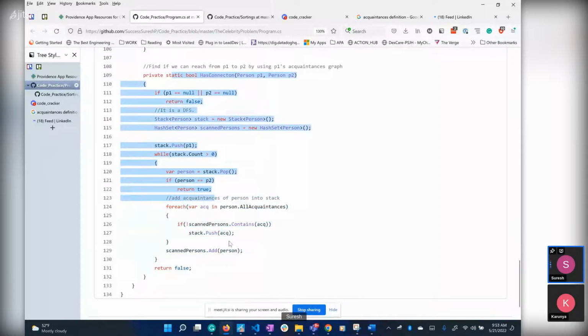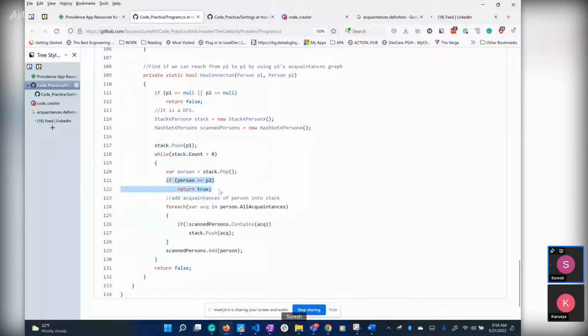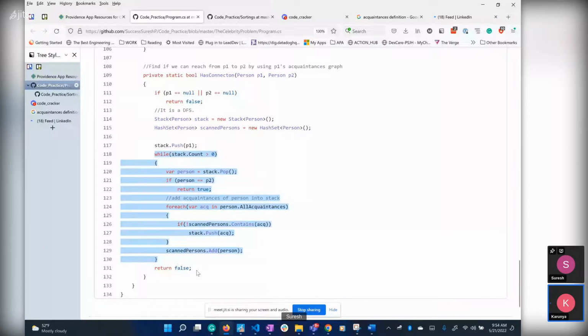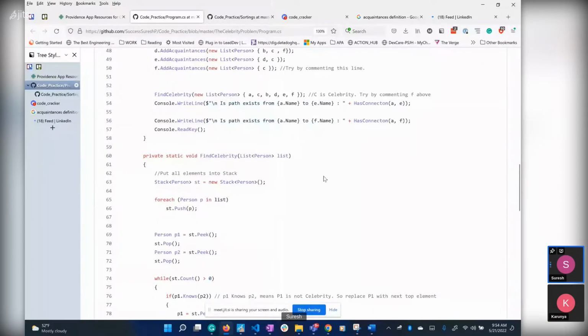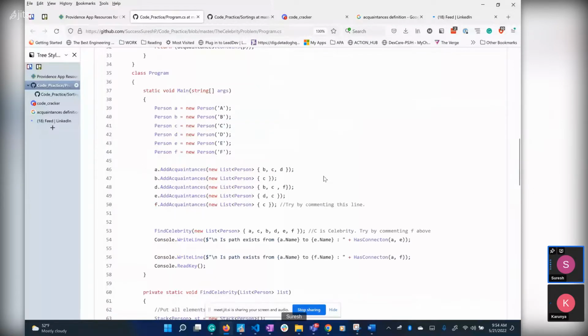But here, every time you pop out of the stack, we check: is it the node you want to reach? Is this the person you are searching for? If so, we found it, simply return true. But if you are at the end of the stack, if you processed all the acquaintances and did not find it, then you simply return false. This is just a DFS, nothing else. So these are the two algorithms. I will give you the link, and please take your time and understand. It will be very helpful, a very, very interesting problem.